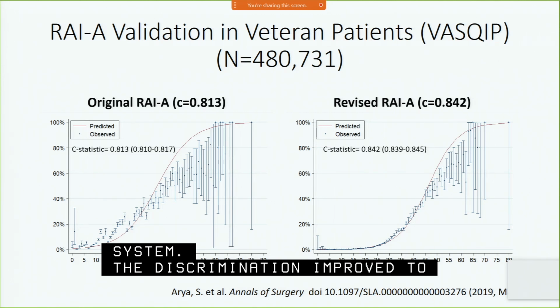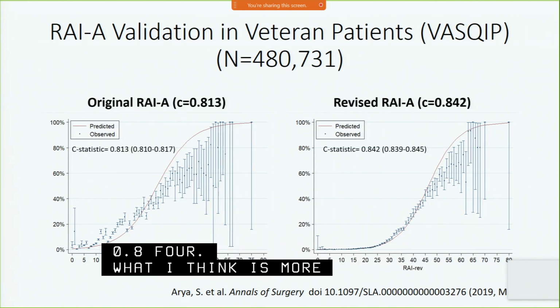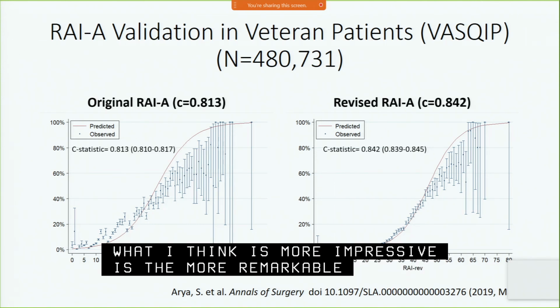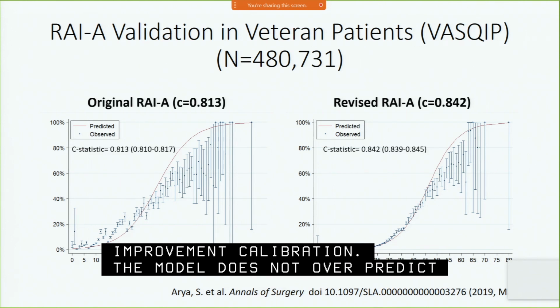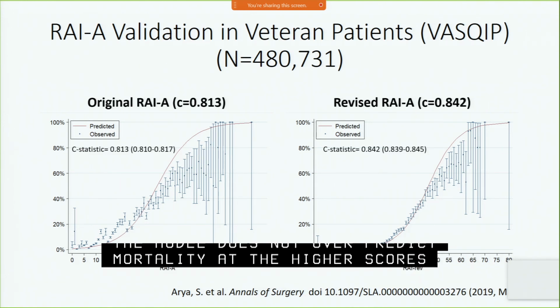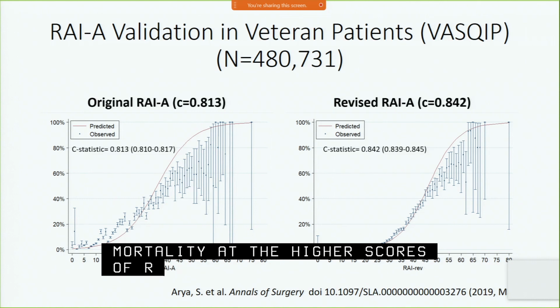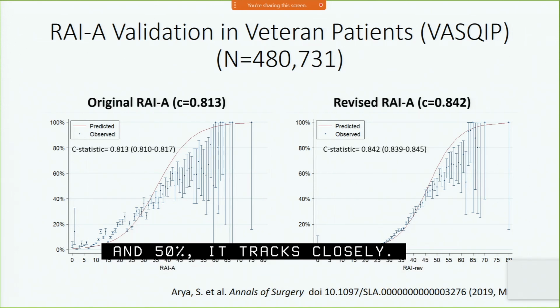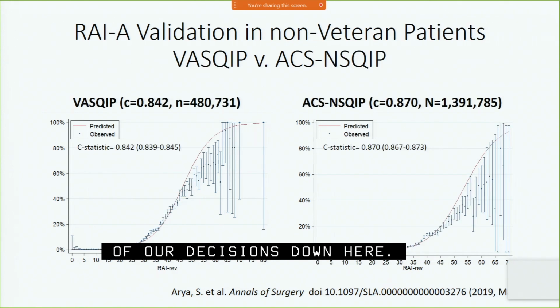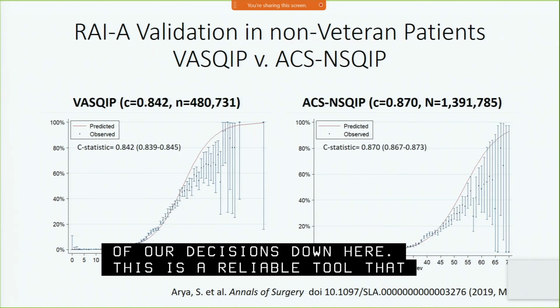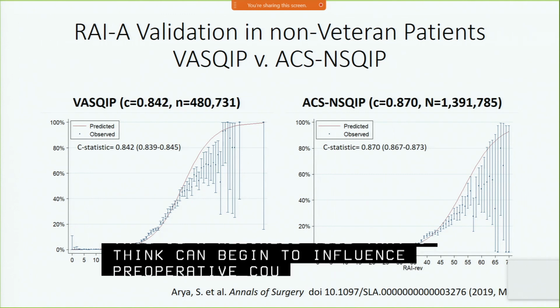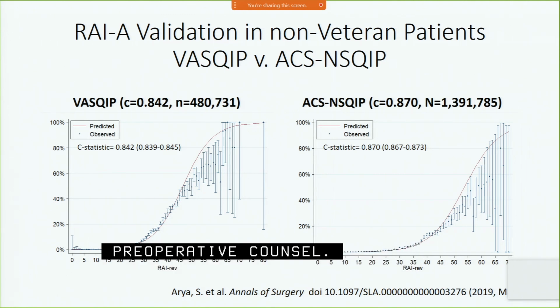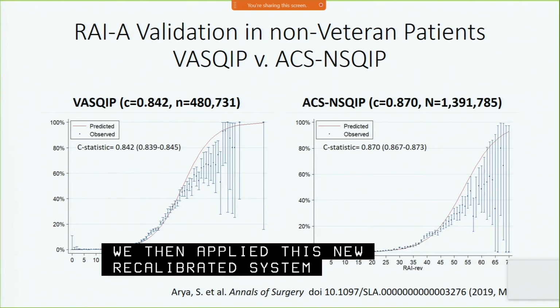The model still does, in fact, overpredict mortality at the higher scores of RAI, but up into a predicted and observed mortality of 40 to 50%, it tracks really closely, and I would suggest that this is where we're making most of our decisions down here, and this is a reliable tool that I think can begin to influence preoperative counseling. We then applied this new recalibrated system into the ACS NSQIP data set and found that, again, it had good discrimination and good calibration.